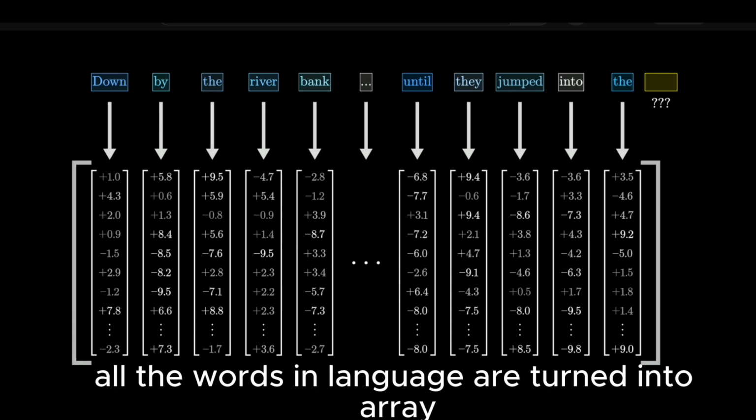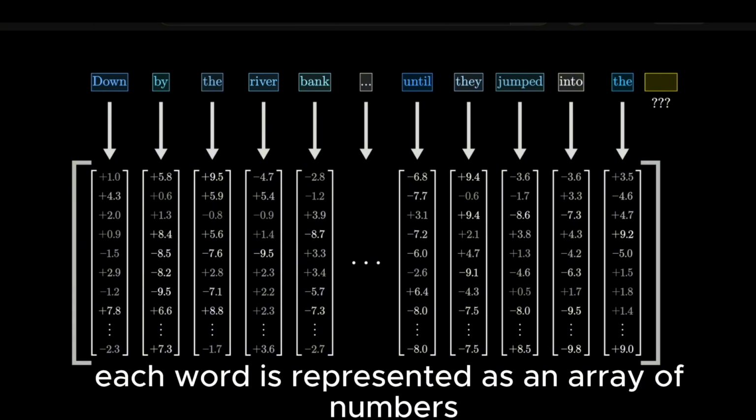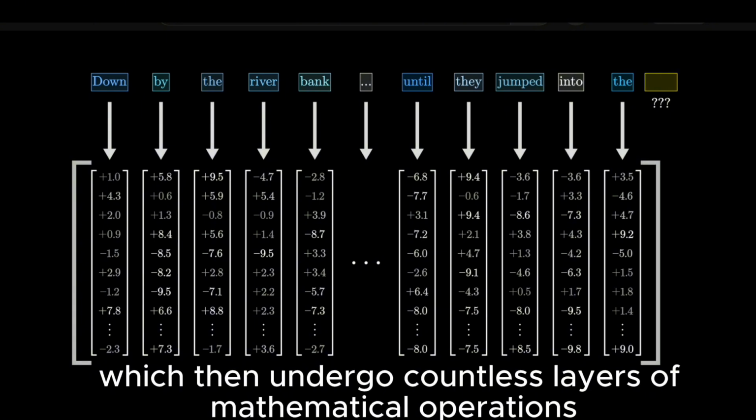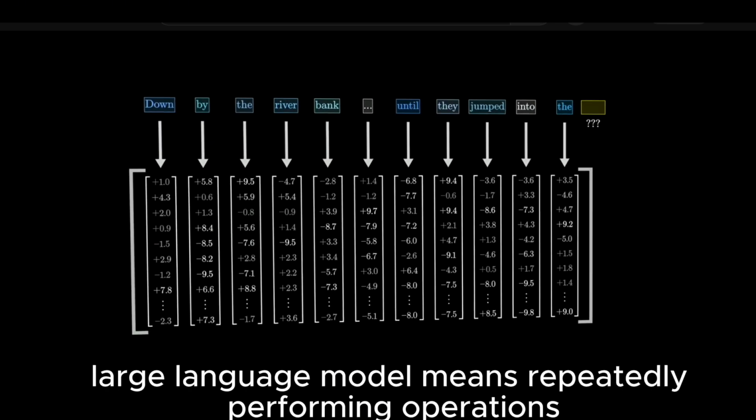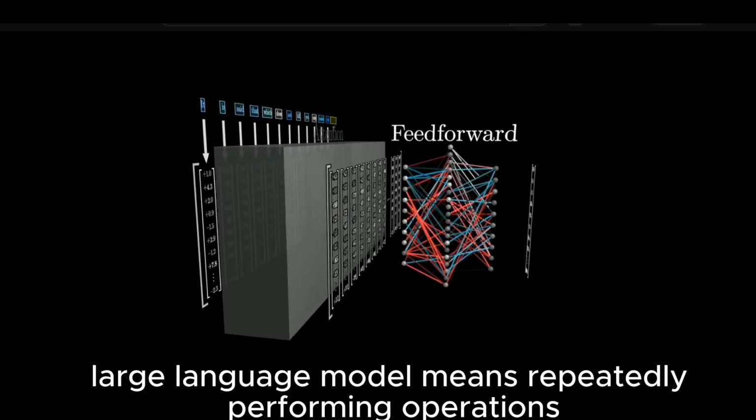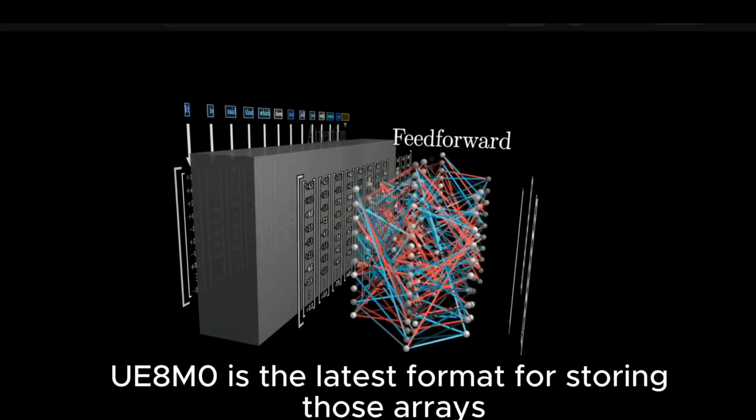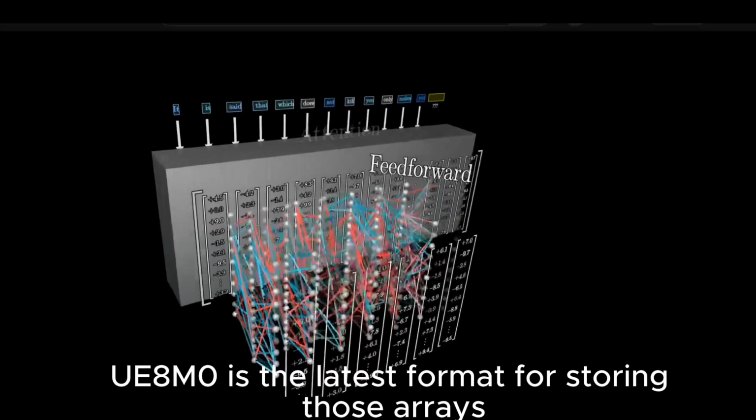Before training, all the words in language are turned into arrays. Each word is represented as an array of numbers, which then undergo countless layers of mathematical operations. In GPUs, training a large language model means repeatedly performing operations on these arrays. UE8M0 is the latest format for storing those arrays.